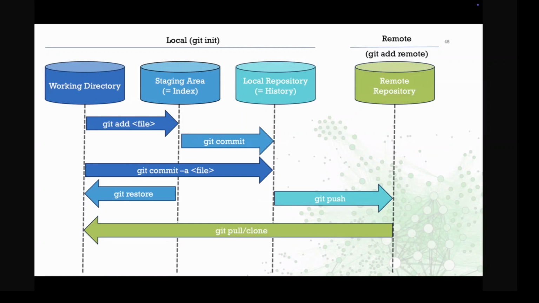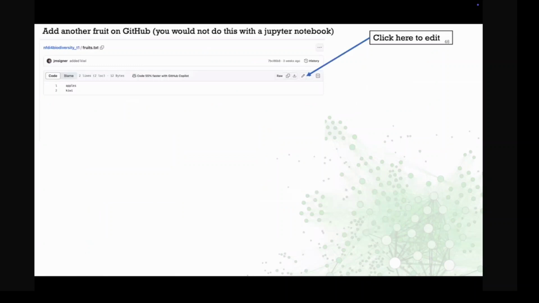And then, of course, what you can do as well is pull your remote repository back to your current local repository, or you could clone it. To pull means you already have an installed version, you already have the repository. To clone means you're on a new machine or in a new directory and you want to get that repository back.